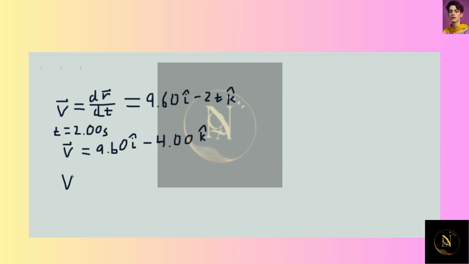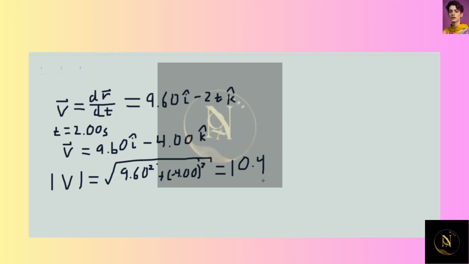Okay, now to find the magnitude of v, we take the square root of the sum of the squares of the components that make up v. So 9.60 squared plus minus 4.00 squared, and the square root covers everything. If you carry that out, you will find that equals 10.4. And the units on that are meters per second because, again, velocity. Box it in as our solution.